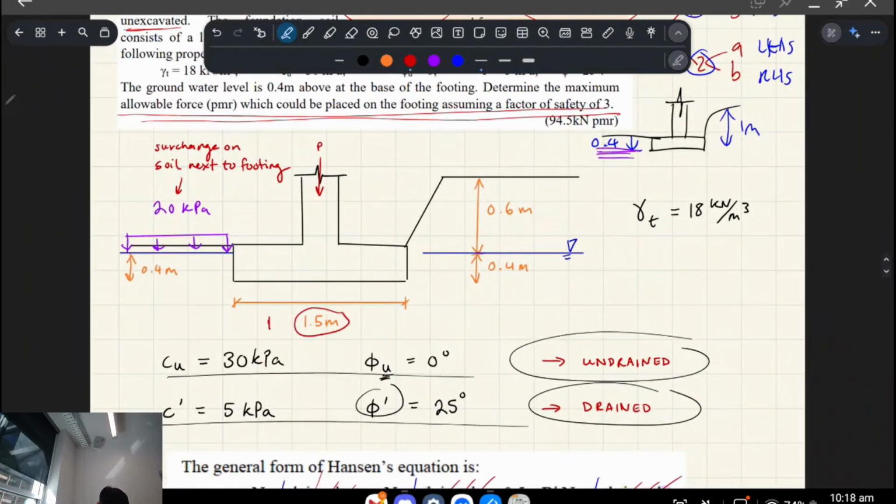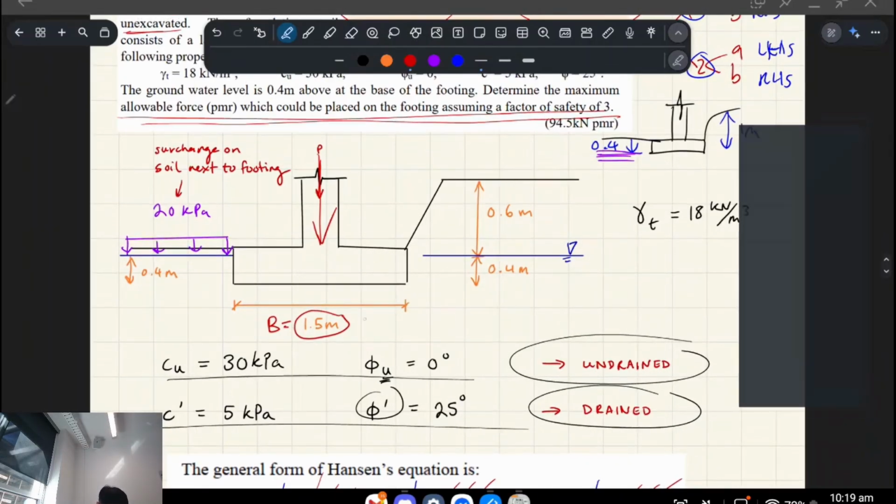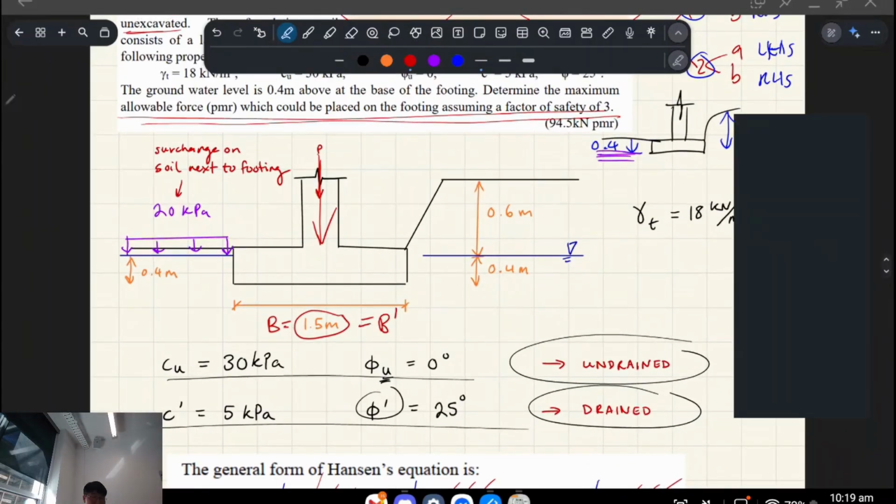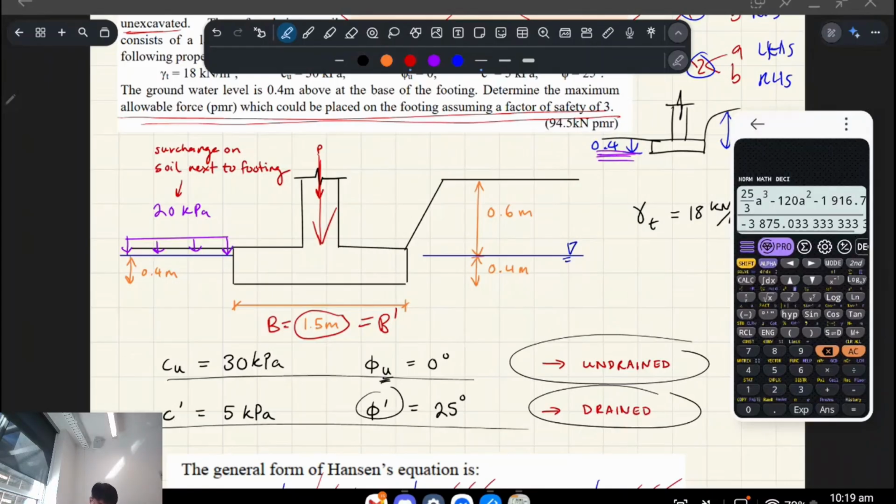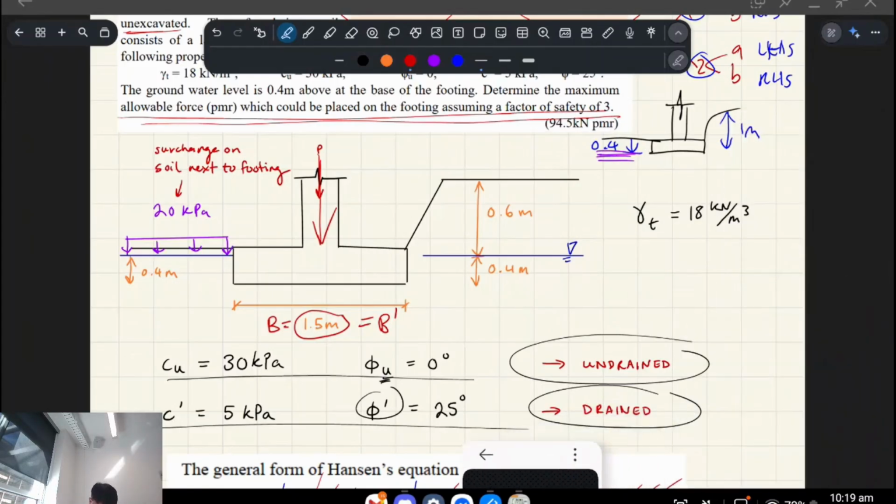So we know that the width for the strip footing is 1.5, right? But we can also see that it's not loaded eccentrically, right? So there's no offset in this loading. And so whenever you see B dash in these formulas, you're just taking B, because when there's no eccentricity, you're just considering the entire width, okay?